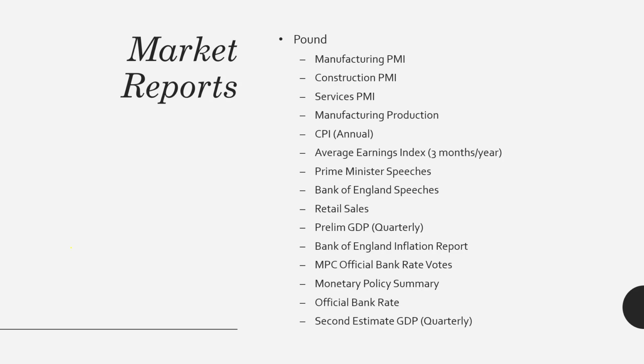The pound has a ton of reports. You have the manufacturing PMI, construction PMI, services PMI, manufacturing production, the CPI, the average earnings index, prime minister speeches, the Bank of England speeches, retail sales, preliminary GDP, Bank of England inflation report, the MPC official bank rate votes, and the monetary policy summary, as well as the official bank rate and the second estimate GDP.